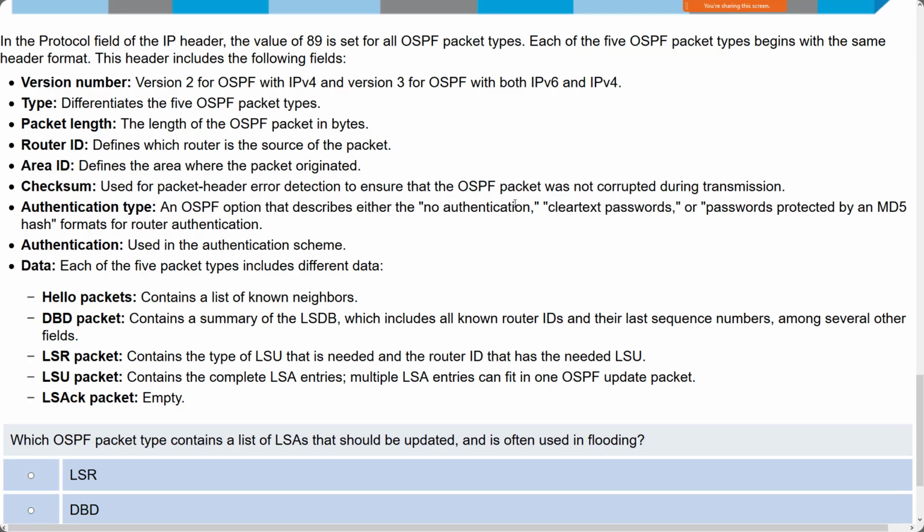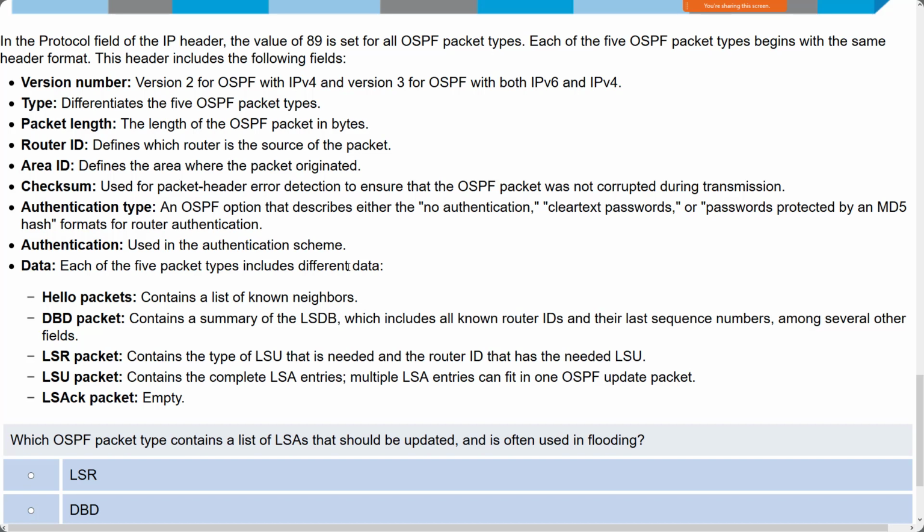It's just what type of packet are we encapsulating. That way, when whoever's processing the packet, they know, hey, this is a hello packet, so I'm going to process it as a hello, or this is an update, I'm going to process it as an update, and so on. The packet length is how much data is carried inside the packet itself. The router ID we talked about, the area ID we talked about. Checksum is a form of message integrity checking, verifying the integrity of the data.